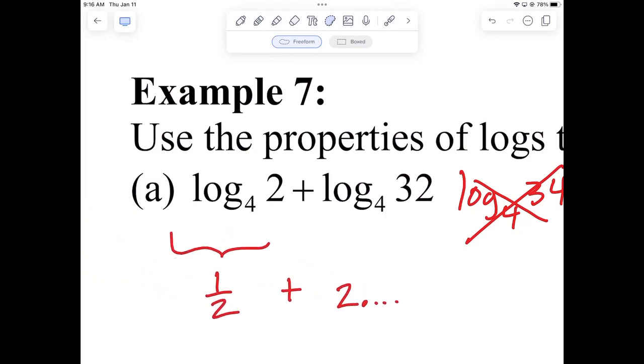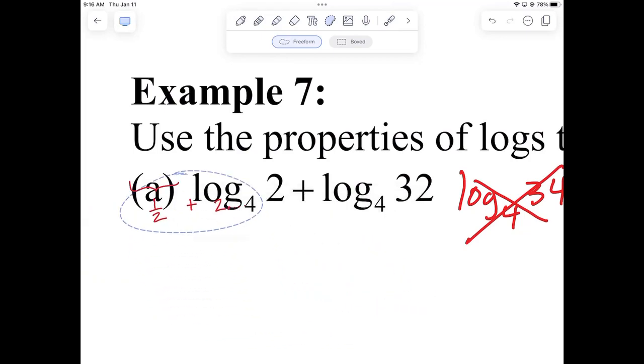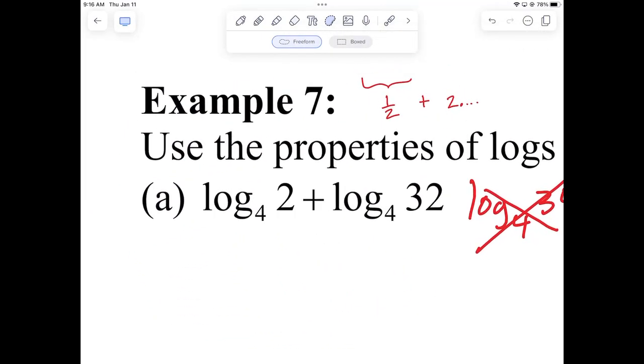So we'll put this off to the side, shrink it down, and put this off to the side as another method that doesn't work.